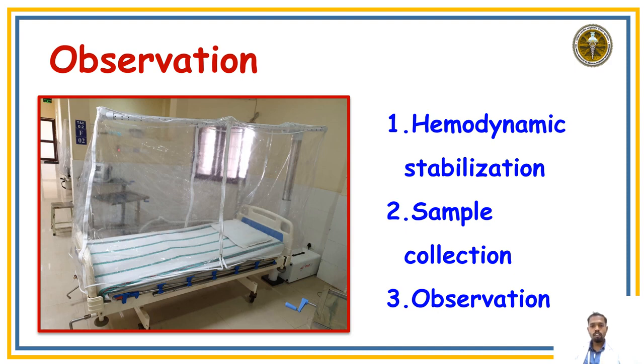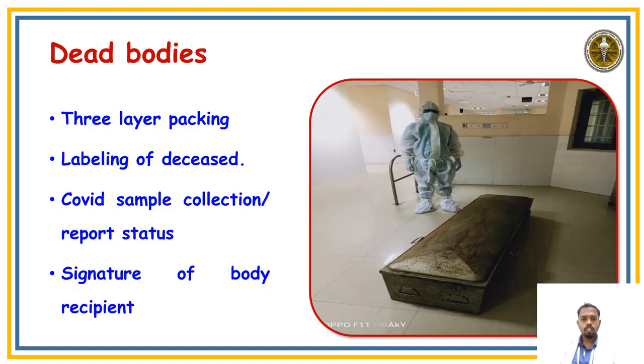So in total there are three things you need to do here. The first is hemodynamic stabilization, the next is sample collection, and the third is observation. Hemodynamic stabilization we can see already, and since it is a COVID suspect ward, you need sample collection as well as observation. So these three are going to be seen in this observation area.